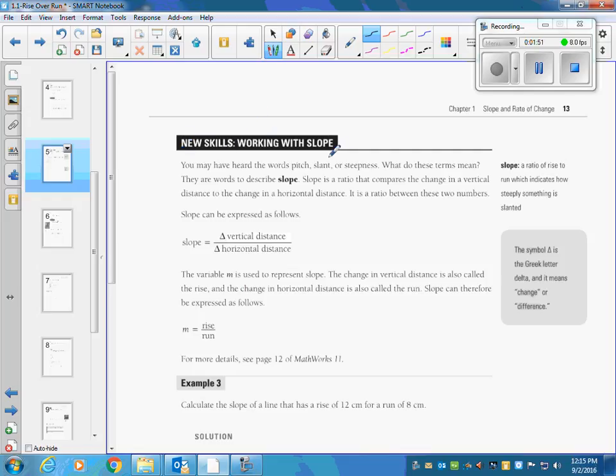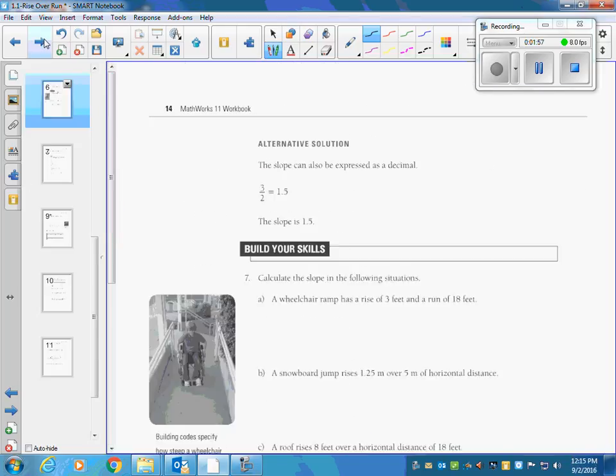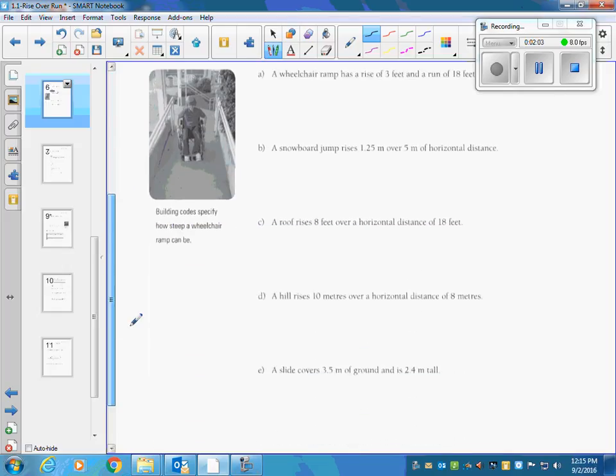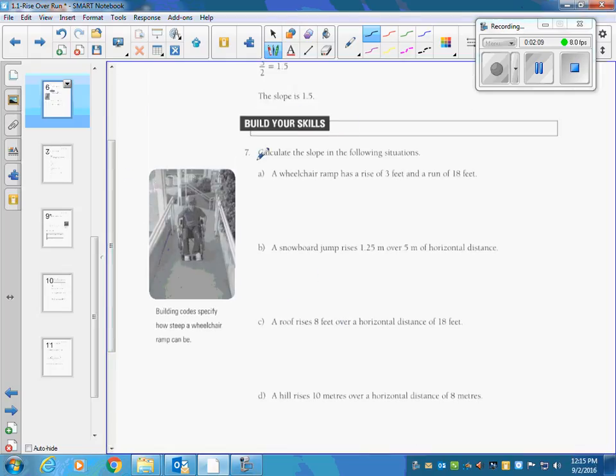There's a new skill, working with slopes. And we'll carry into here, do some examples together, and then there's another build your skills where you'll be testing your knowledge on those questions, and then you will check your answer key. These build your skills won't be marked and won't be included in your mark. It's just for you to practice to get better at the stuff that we're learning.